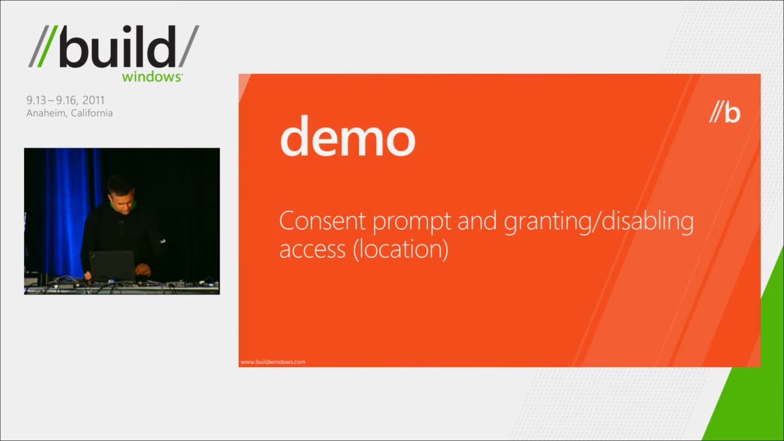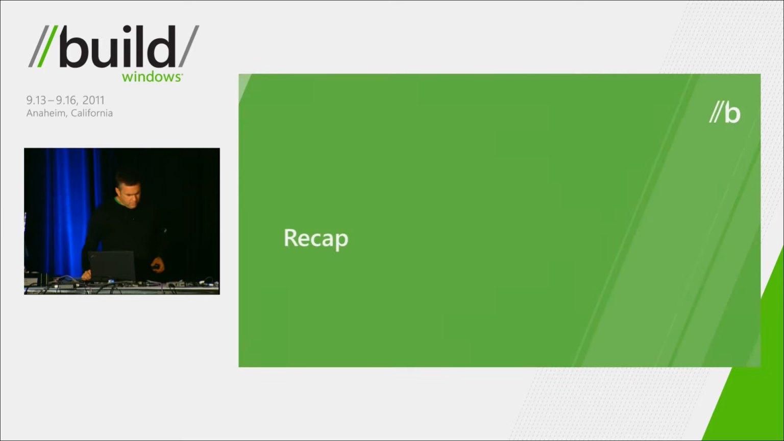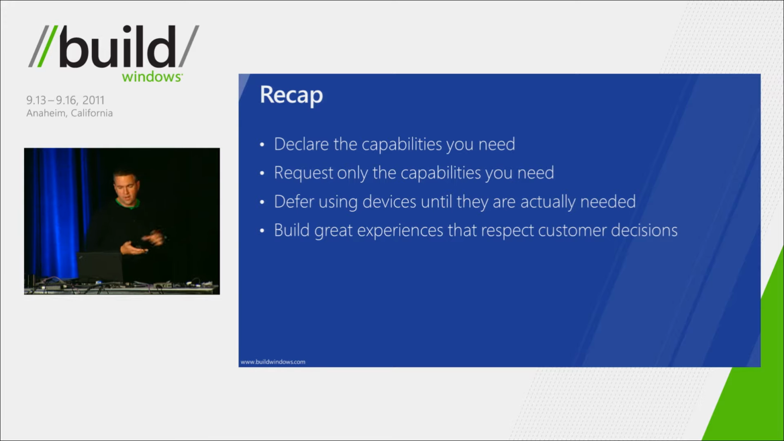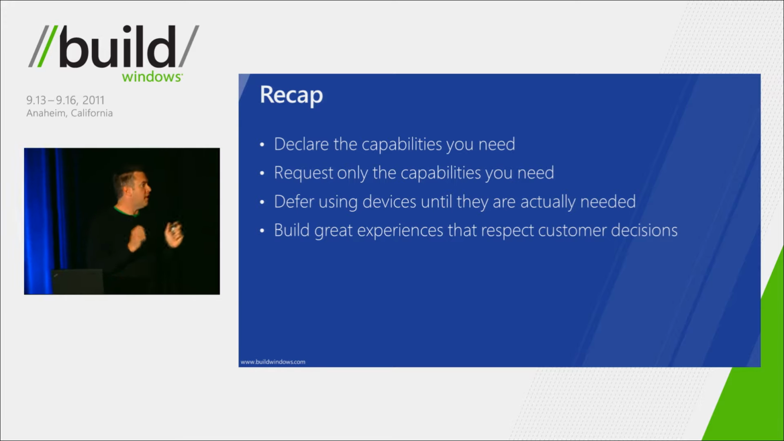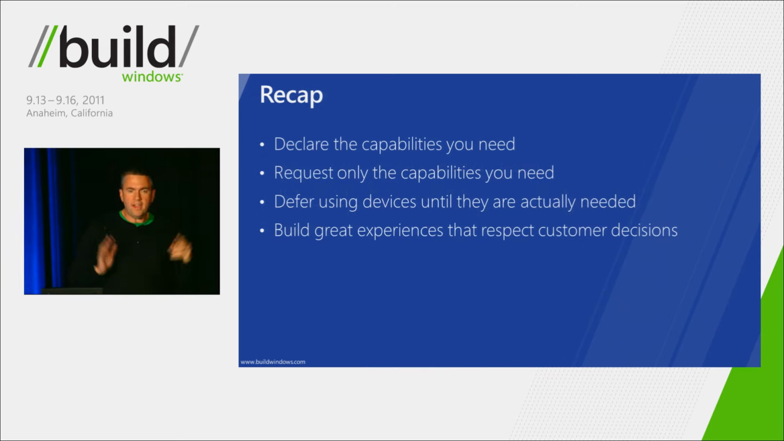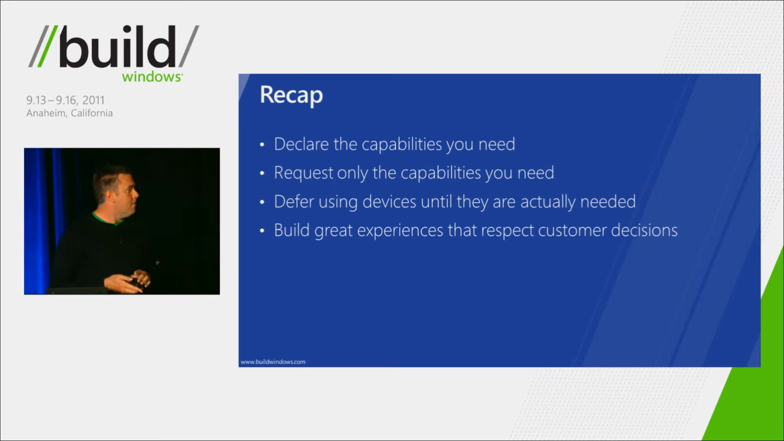Okay, I think we're back here. Cool. So with that, I'd like to close and leave you with four things from this talk. First, declare the capabilities that you need in the manifest. Second, request only the capabilities that you need. Third, defer using the capabilities until you actually need them. And finally, have a secondary experience should you not have access to a particular capability, to give the user the best possible experience.